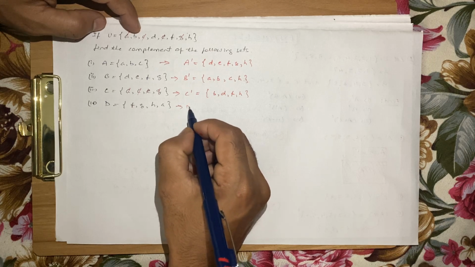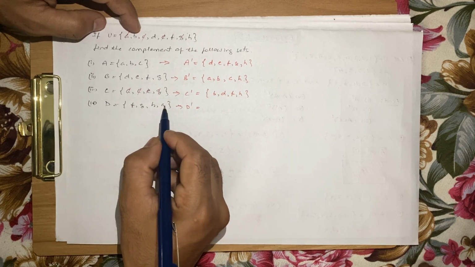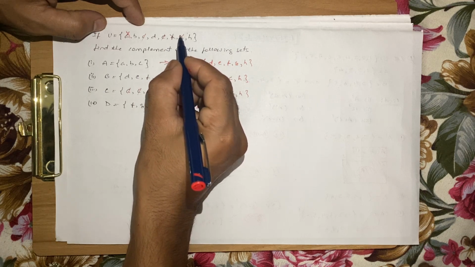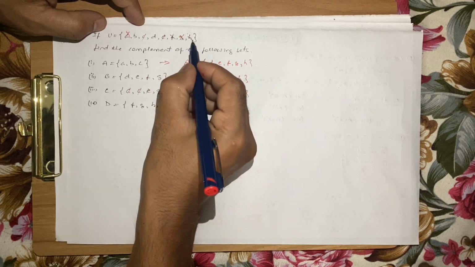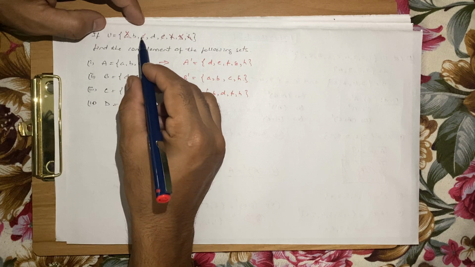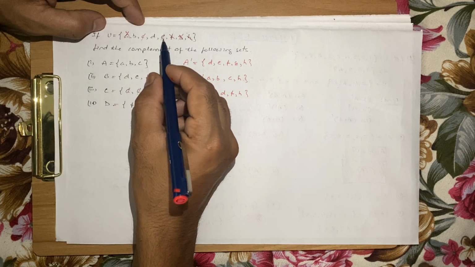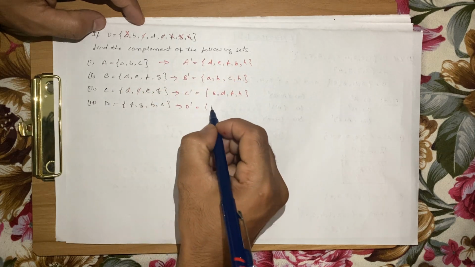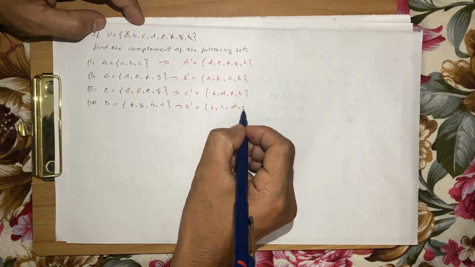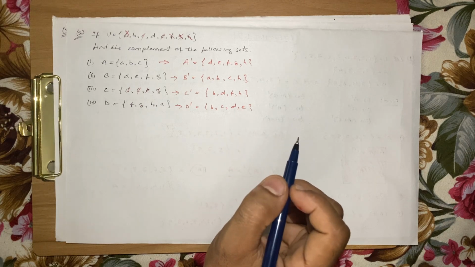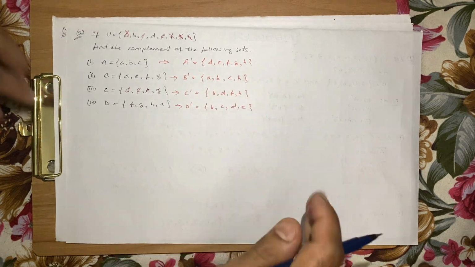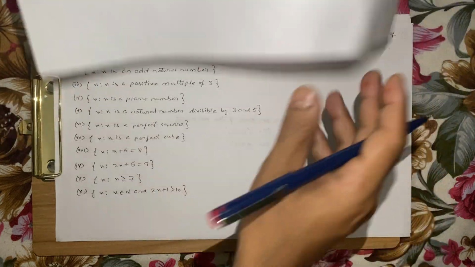And what will be D complement? A, F, G, H are there. So what is not there? B, C, D and E are not there. So this is D complement. I hope this is clear to all of you. Now let's move on to the next question here.